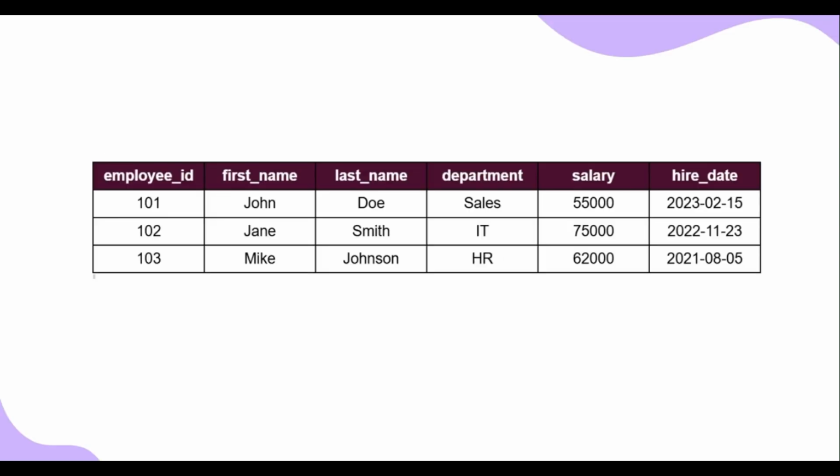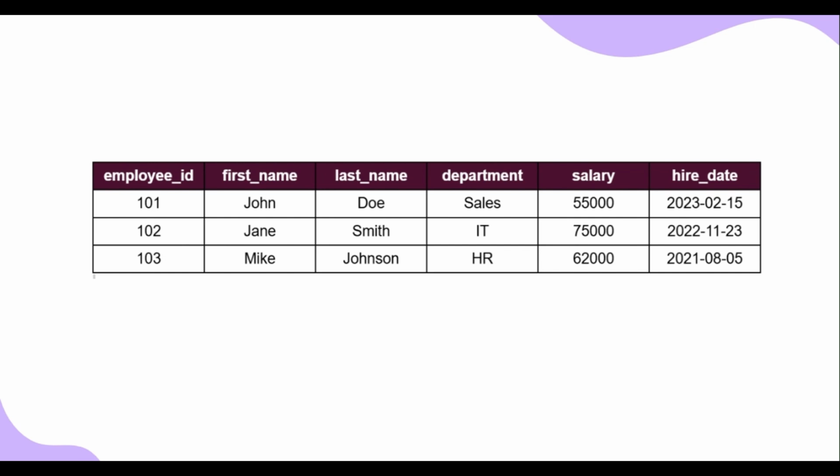Assume that you have been given the employee data table with the following columns. Employee ID, which is a unique identifier for each employee. First name is the first name of the employee. Last name is the last name of the employee. Department is the department where the employee works. Salary is the employee salary. And the hire date is nothing but the date when the employee was hired.